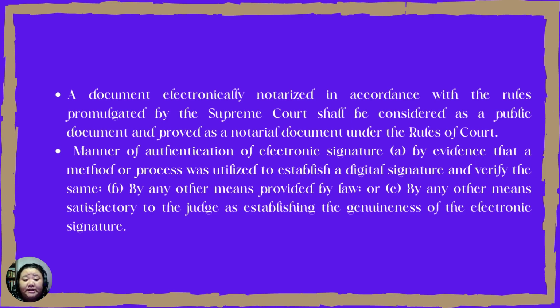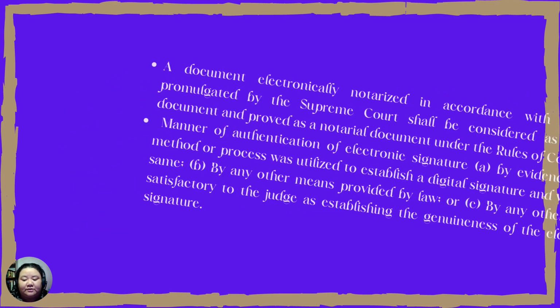A document electronically notarized in accordance with the rules promulgated by the Supreme Court shall be considered as a public document and proved as a notarial document under the rules of court. Manner of authentication of electronic signature: by evidence that a method or process was utilized to establish a digital signature, and verify the same by any other means provided by law or by any other means satisfactory to the judge as establishing the genuineness of the electronic signature.